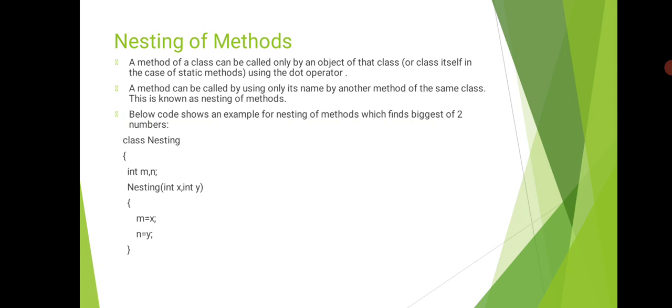Okay, this is important. Using nesting of methods we can find the biggest of two numbers. That example is shown here. Inside class Nesting we have instance variables m and n, and a constructor Nesting which initializes m and n when the object is created. The constructor has two arguments x and y, whose values are assigned to m and n.